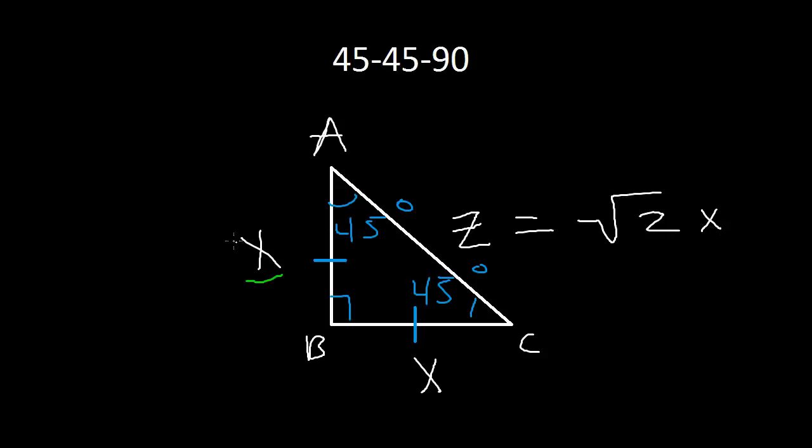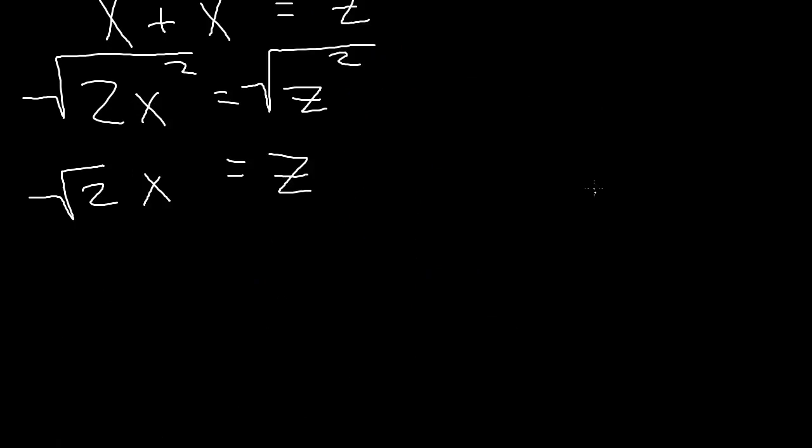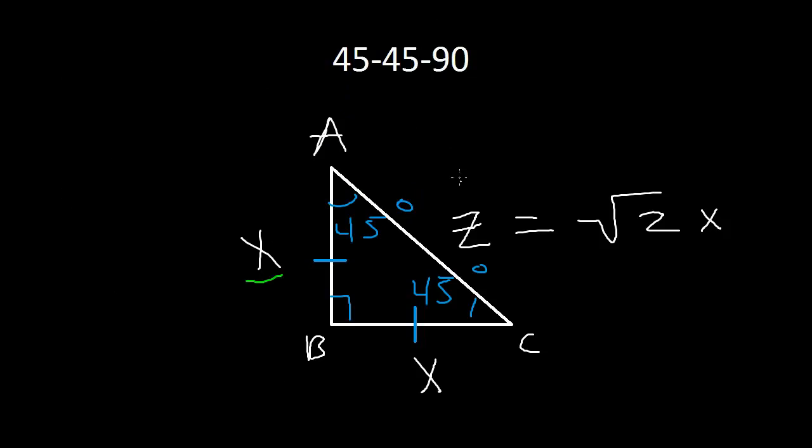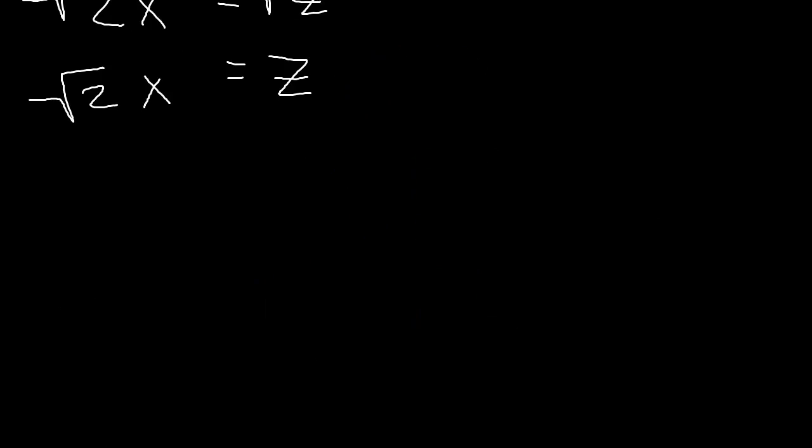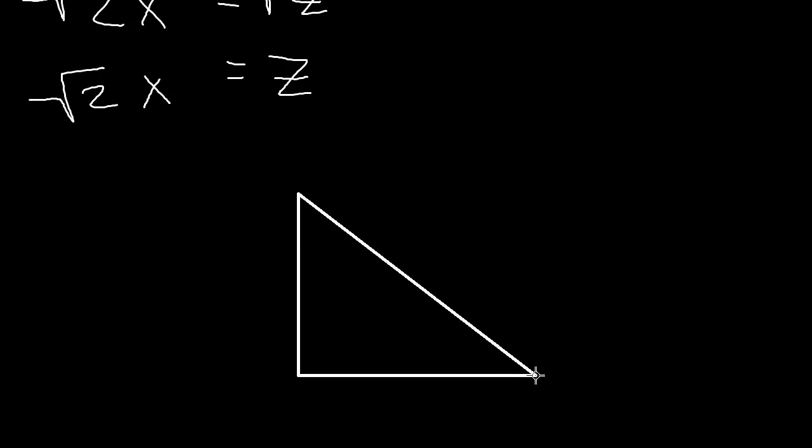So if you know this, you could just multiply x by the square root of 2 to get z. We could be finished with the video right here if that's all you want to know, but I'll just show you a couple of examples about how this works. You don't need to continue watching if you don't want to.